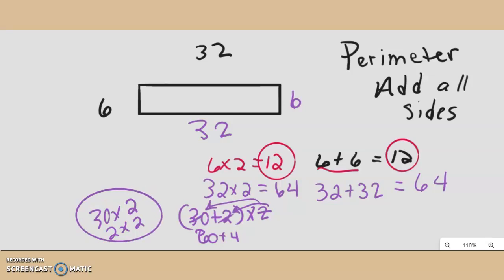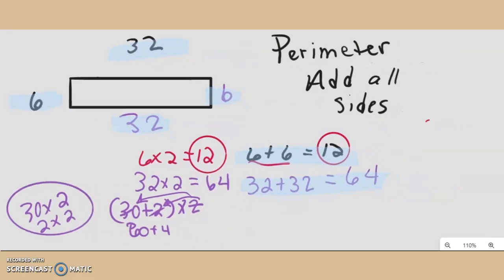Some kids are like, well, I'm just going to add 6 plus 6 here, and then 32 plus 32 right there. And then at the end, remember, top to bottom, left to right. So then you're going to come over here and you're going to get 64 plus 12. This is additive. And then you're going to go from top to bottom, right to left. And then you're going to add this guy. So you add from that direction.